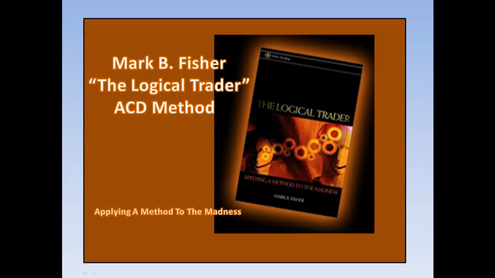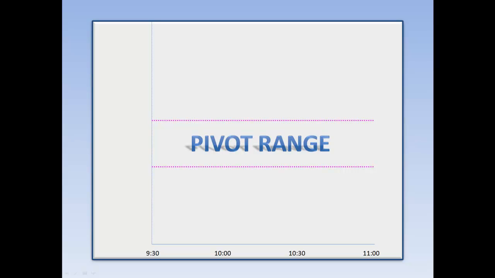So the pivot range is a range that identifies the meat of the market, as Mark Fisher would call it. It's likely to be support or likely to be resistance, depending on where you closed in relationship to it. So this pivot range helps you identify an area where you're likely to see buyers show up, or you're going to see sellers step in and start to sell.